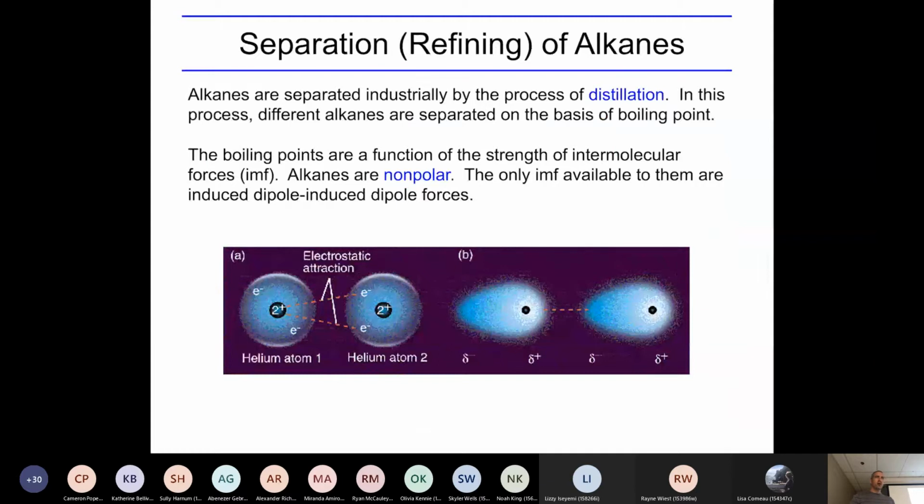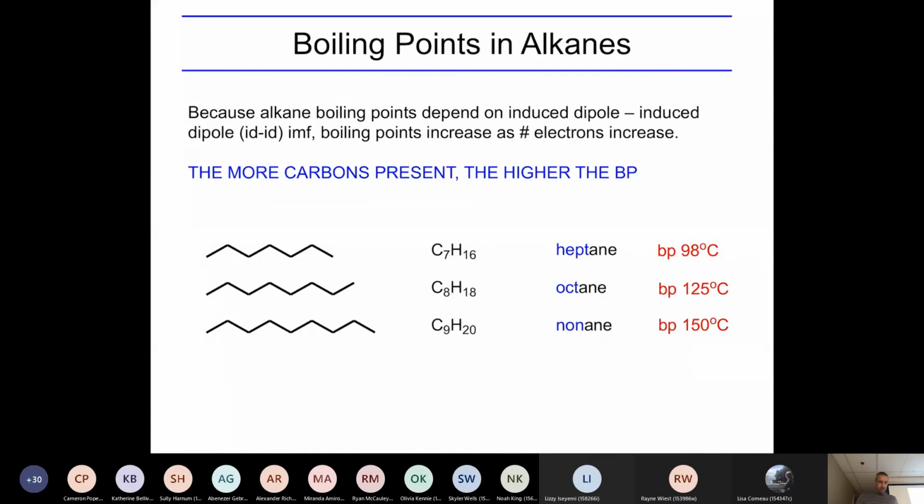And boiling points are a function of the strength of intermolecular forces. And the only intermolecular forces available to alkanes is what? Dispersion, yeah, because they're not polar. Okay. So what governs the strength of the dispersion forces? Generally speaking, we would say that dispersion forces get stronger as you add in more electrons because they're temporary dipoles set up by causing electrons to shift temporarily.